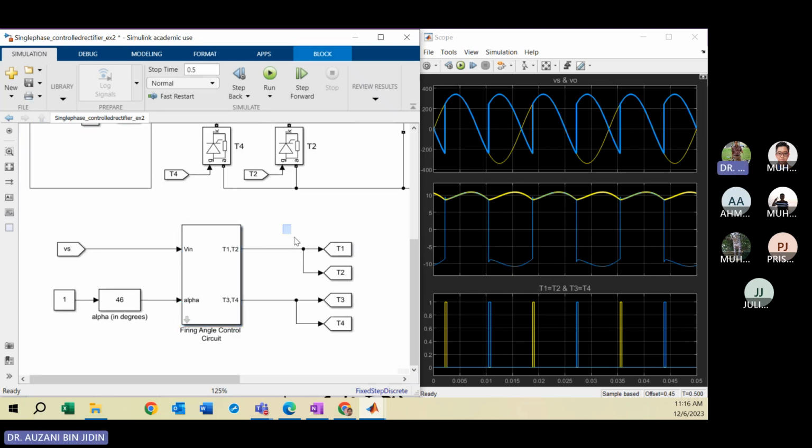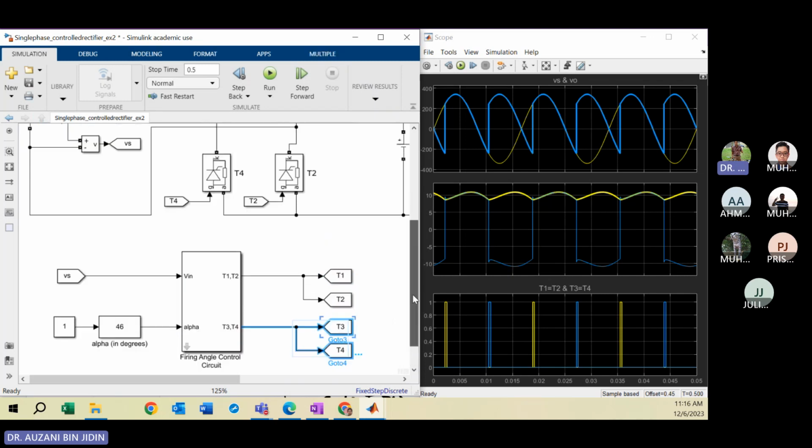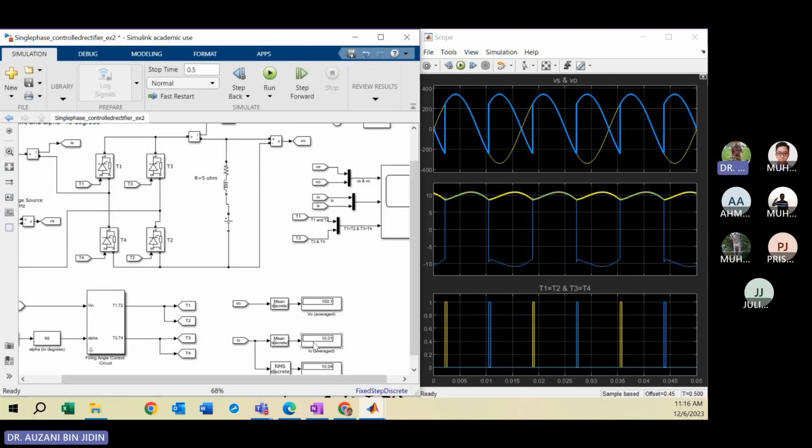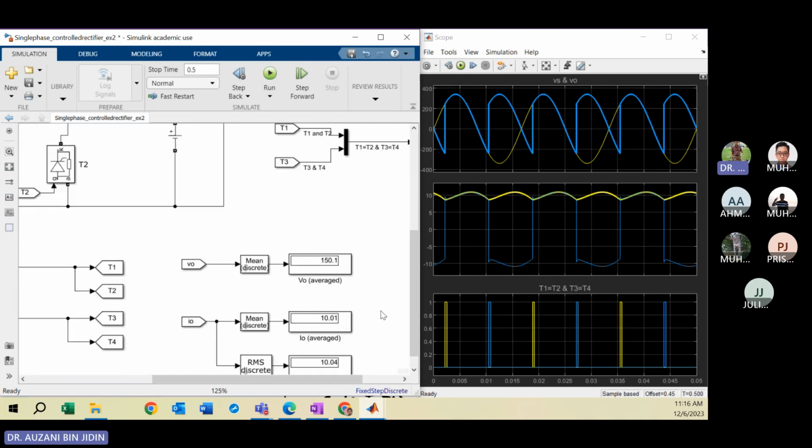The current pulses for T1 and T2 in pair, and T3 and T4, will be injected to their respective gate terminals of the thyristors. T1 here, T2 here, T3 and T4. Then we verify the result. Before that, maybe we look at the display here.